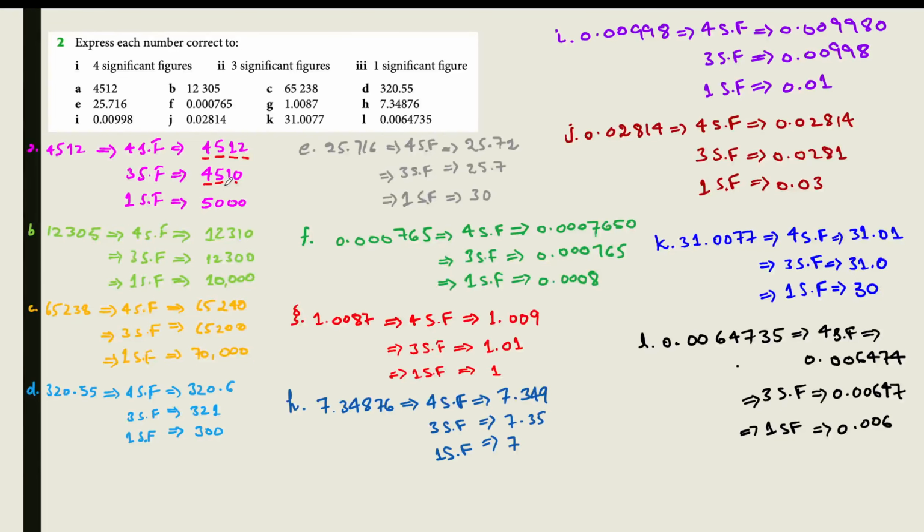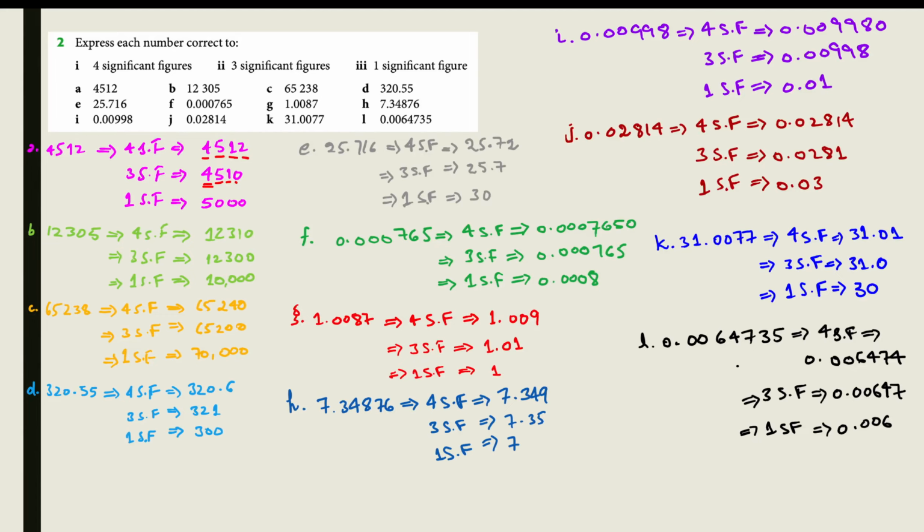If we express the same number in 1 significant figure, we are keeping this 4 only, right? So we will look at the next figure, that is 5. Since it's equal to 5, the number that we are keeping will round up, it will become 5. The rest of the numbers, that is 5, 1, will be replaced by 0. So 4512 will be expressed as one significant figure as 5,000.